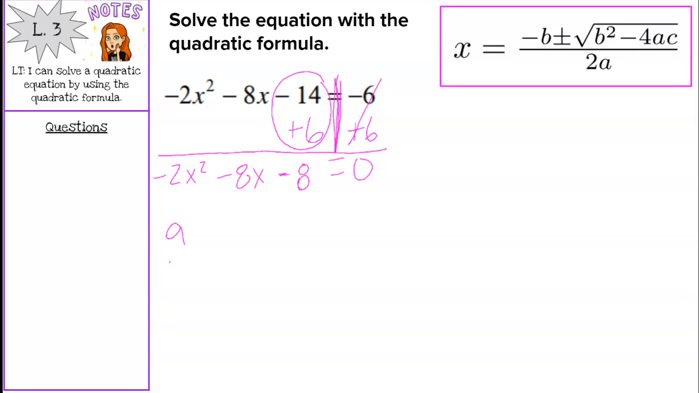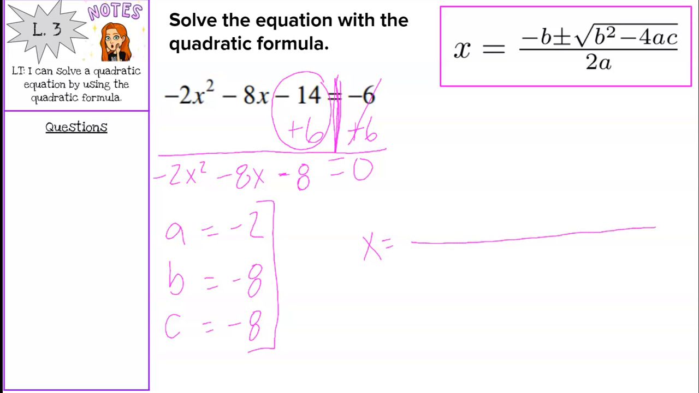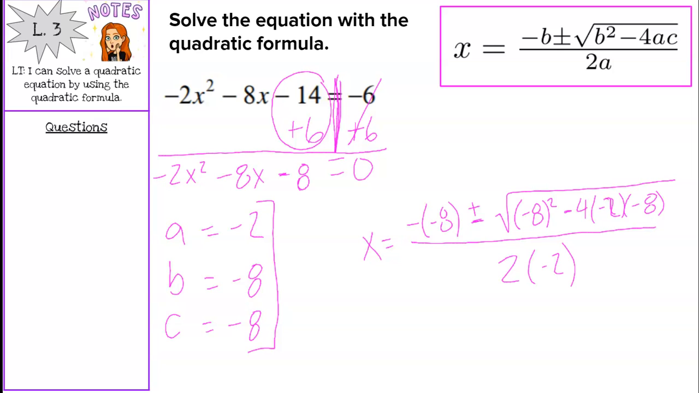So now we can label our A, our B, and our C. Our A is negative 2, our B is negative 8, and our C is also negative 8. Then we just have to plug these values into our quadratic formula. So we have x equals negative b, make sure you replace all the numbers in parentheses, plus or minus the square root of b squared, so negative 8 squared minus 4 times negative 2 times negative 8, all over 2a, so 2 times negative 2.